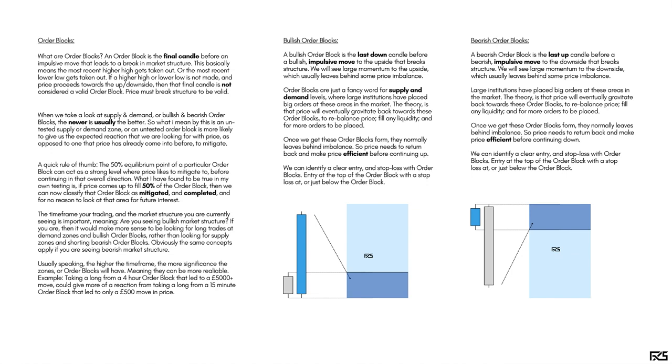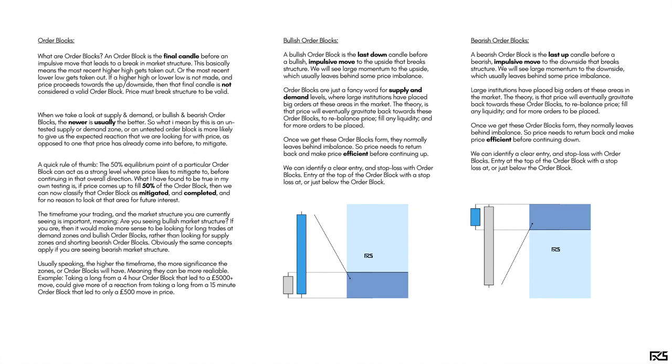Now, these levels are where large institutions have placed big orders in the market. The theory behind it is that price will eventually gravitate back towards these order blocks to rebalance price, fill any liquidity that couldn't be filled before as price moved aggressively away from that area, and for more orders to be placed, before continuing to the upside. Once we get these order blocks, they usually leave behind imbalance, as I just said. So price usually needs to return and make price efficient before continuing to the upside.